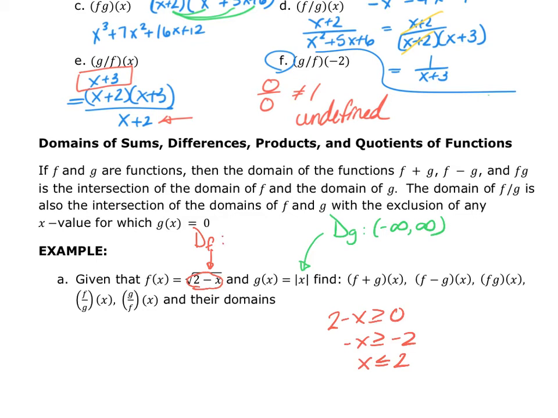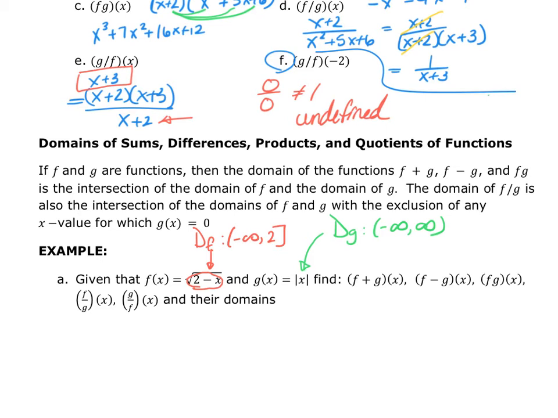So in interval notation, I have from negative infinity to 2, and I do get to include 2, because if you all get your calculators out and did the square root of 0, square root of 0 is okay. The square root of negative 1 is not okay, but the square root of 0 is okay. So that's why the domain of that one is from negative infinity to 2.